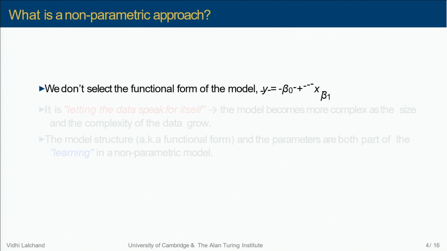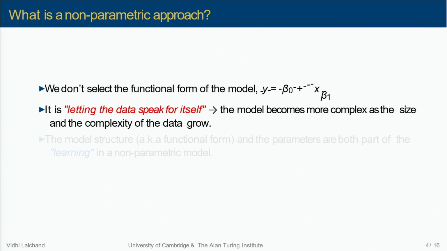The most important thing about the non-parametric approach is we don't start by selecting the functional form of our model. We essentially don't know it, and we don't impose a functional form on our model. We just say, we don't know what the functional form is, so the task of learning in a non-parametric model does not just apply to learning the parameters, but also learning what could be the functional form of the model. The phrase, letting the data speak for itself, is commonly used to describe non-parametric approaches in machine learning.